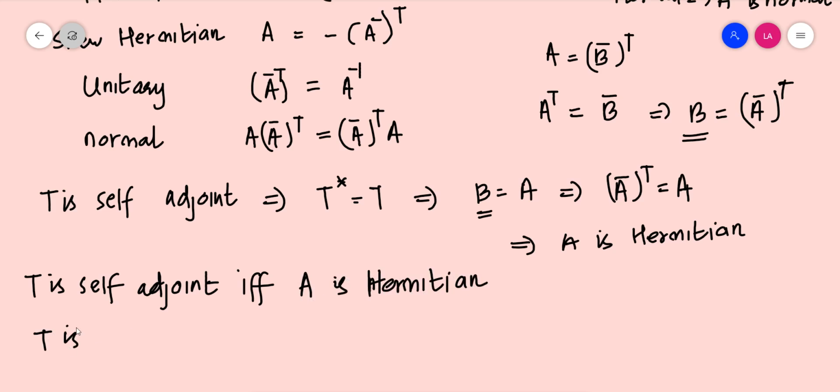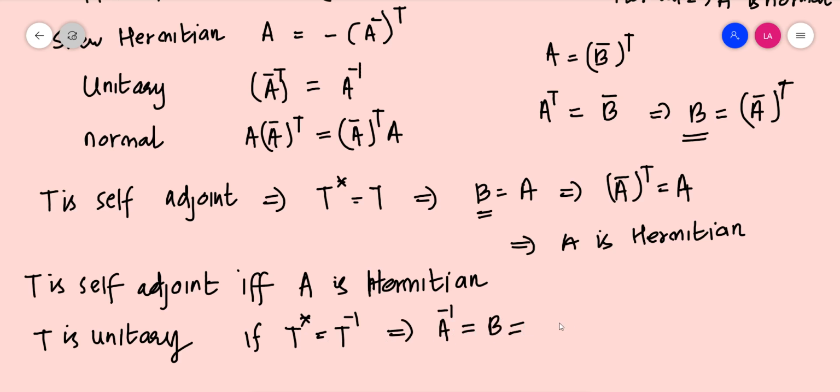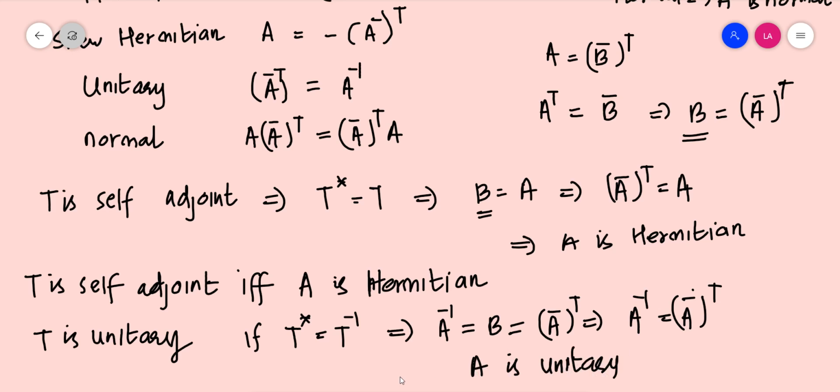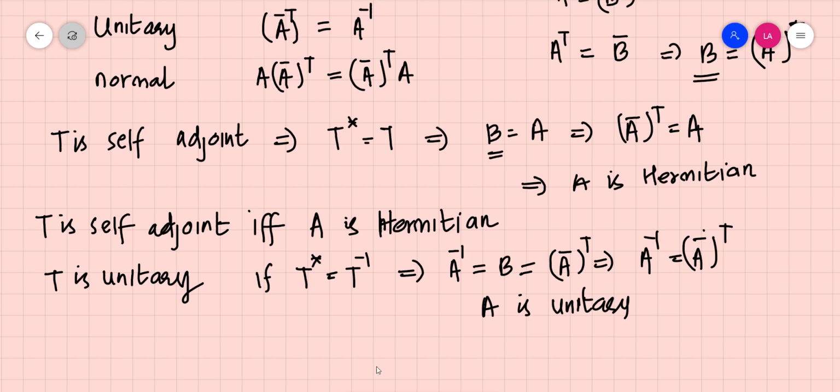Now, similarly, T is unitary if T star is equal to T inverse, and the associated inverse of T is actually A inverse. So, A inverse is equal to B. Here B is actually A conjugate transpose. That is, A inverse is equal to A conjugate transpose, which is the definition of unitary matrix, or A is unitary. So a bounded linear operator T is unitary if and only if its associated matrix is actually unitary.